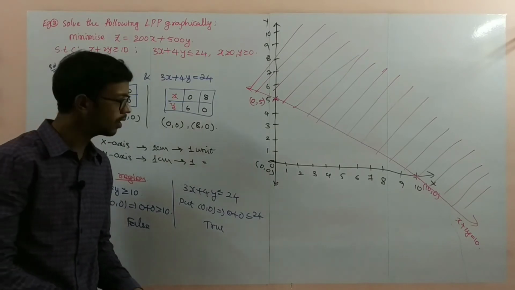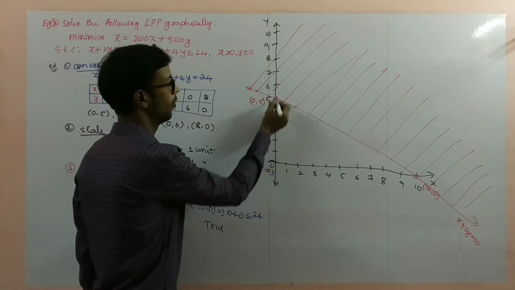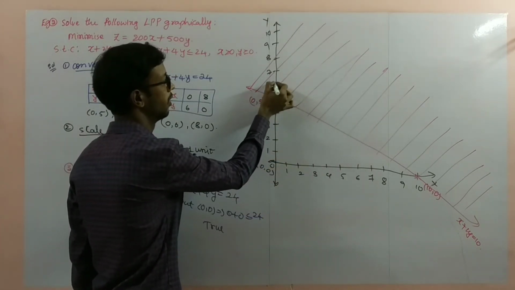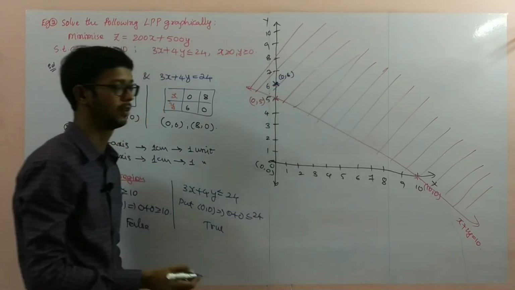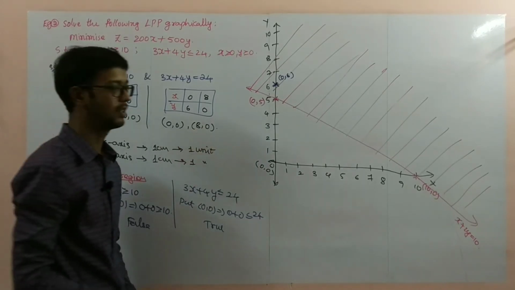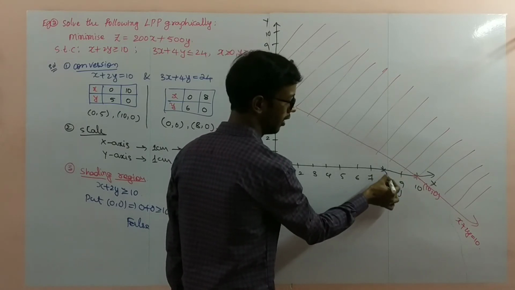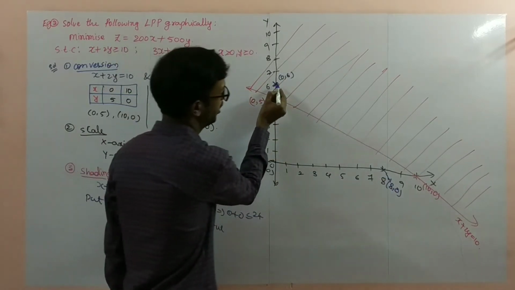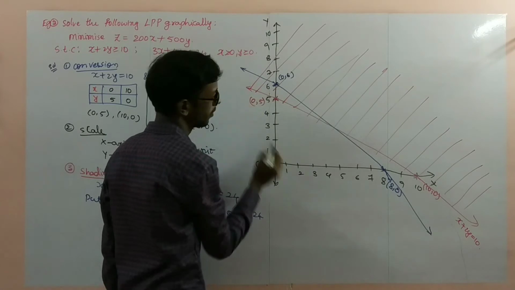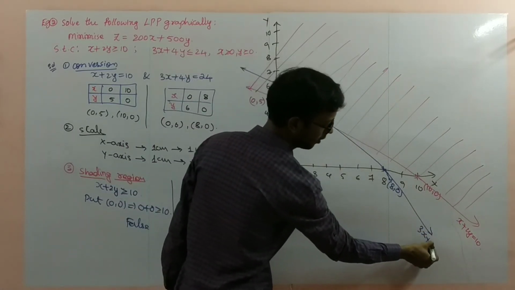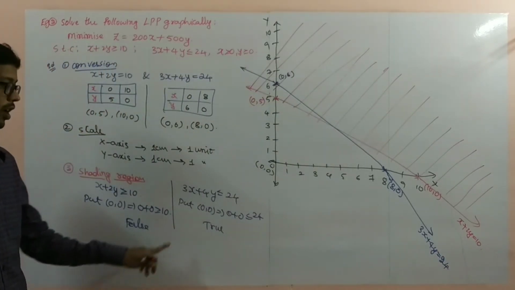Next one, point 0 comma 6: x is 0, y is 6. This point is named 0 comma 6. Next one, 8 comma 0: x axis value is 8, y is 0. Now you join these two points. This line equation is 3x plus 4y equal to 24.